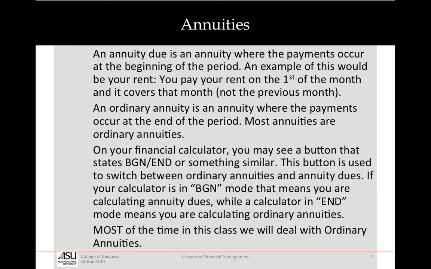If you're in end mode, that means you're doing ordinary annuities because that means the payments are made at the end of a period. So if you have a payment every year for 5 years, if it's in begin mode, that means that your first payment is today. If it's in end mode, it means your first payment is a year from today. So most of the time in this class, we will deal with ordinary annuities. If I don't tell you what type of an annuity, you always assume it's an ordinary annuity.